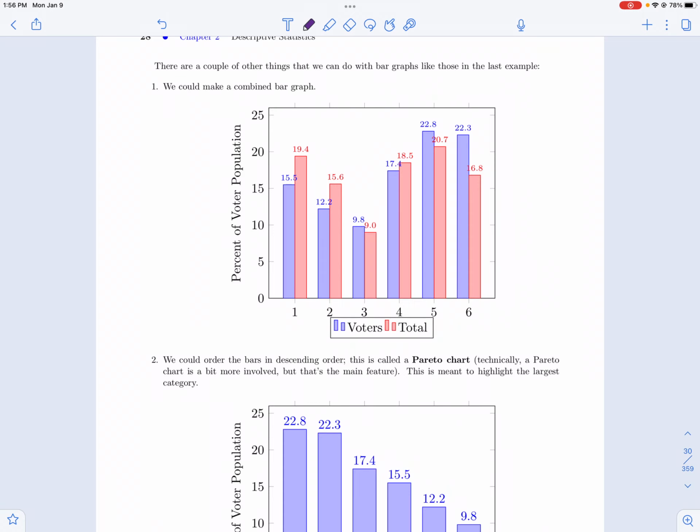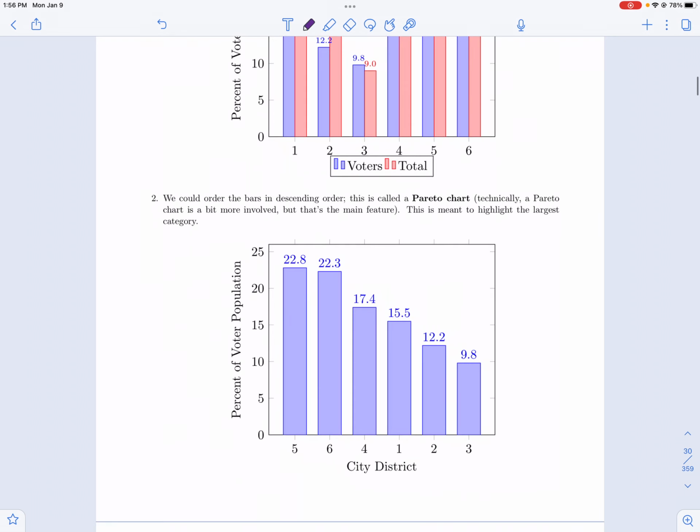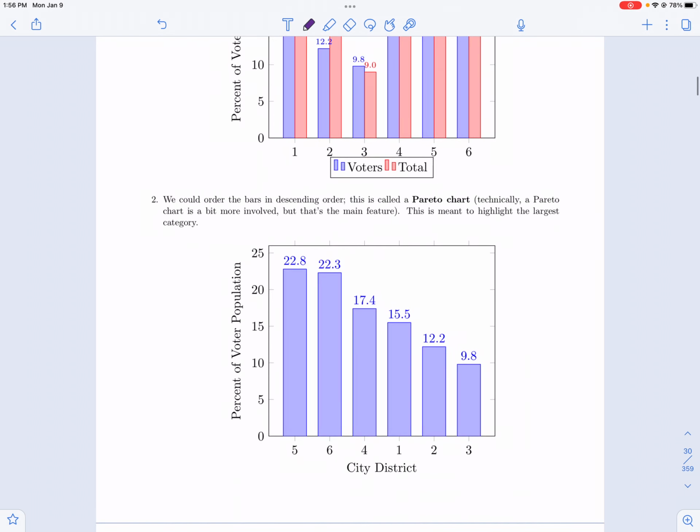Another thing that you can do with bar graphs is change the bottom order. Notice our city district, instead of going from 1 to 6 like it did before, is now ranked from the highest percentage down to the lowest percentage. We can do this with the bar graph, but we do want to be mindful that we change these bottom numbers so that they move along with that bar as well.